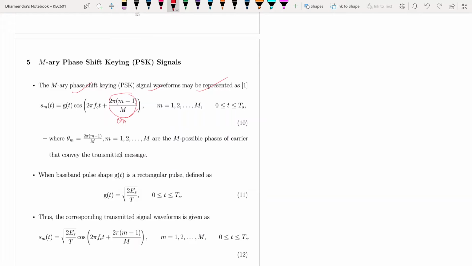These are phases. So this theta m is 2 pi divided by M. You have to divide the circle into M equal points to get M distinct phases. Mathematically, it can be written as 2 pi divided by capital M into small m minus 1, where small m varies from 1 to capital M. These are the M possible phases of the carrier that convey the transmitted message.